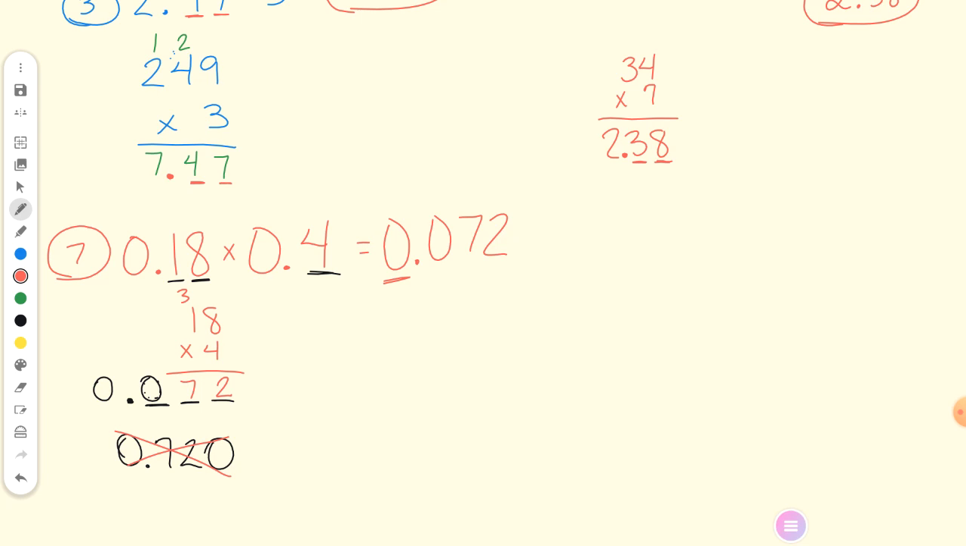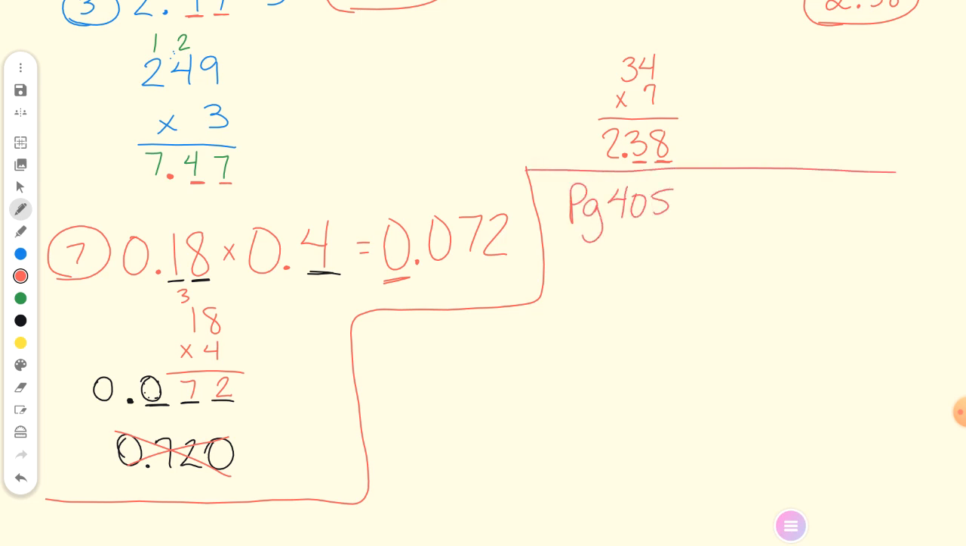I'm going to actually turn to the harder problems on page 405. 393 was too easy for us. So let's write page 405 is where these next problems are coming from. Page 405. Let's do number 5.